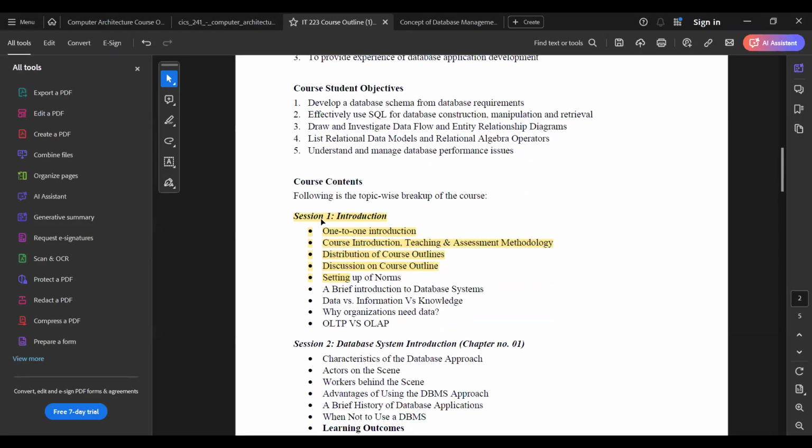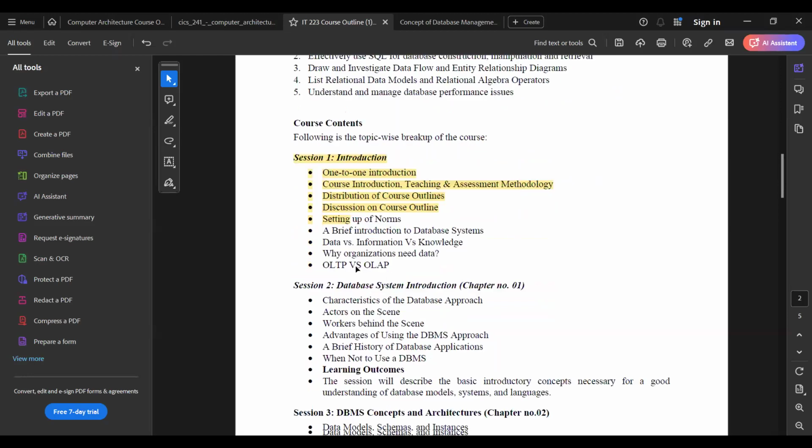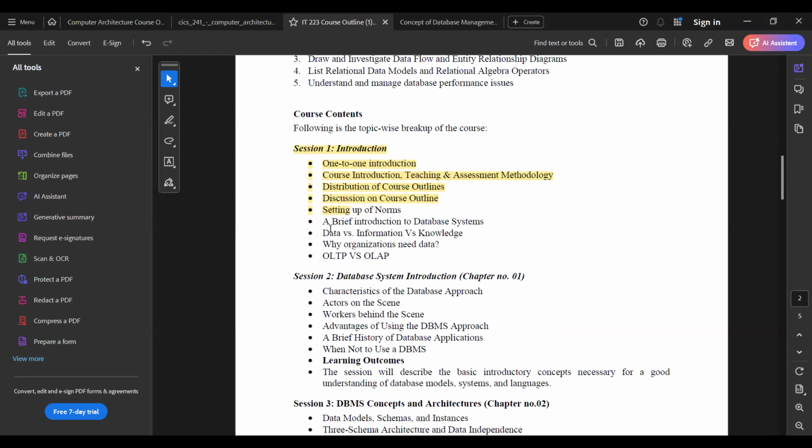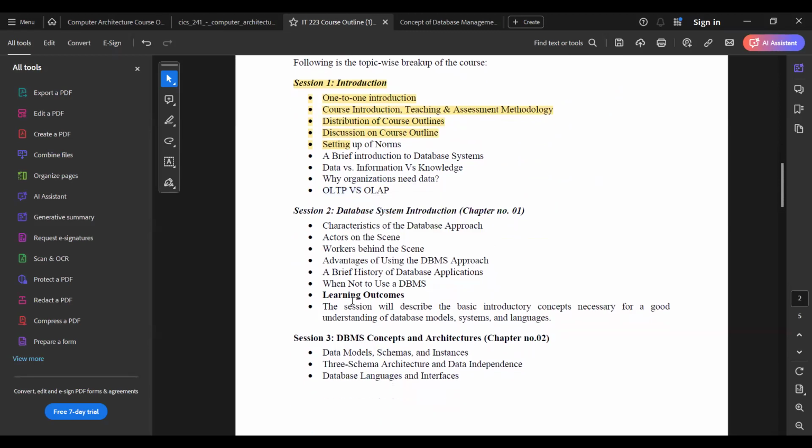We are going to start with, we've done all of these things already. So we are going to learn what is a database, learn what is data, what is information, what is knowledge, why do we need a database in an organization, and what is an online transaction portal and what is an offline transaction portal. What are they and why do we need them?